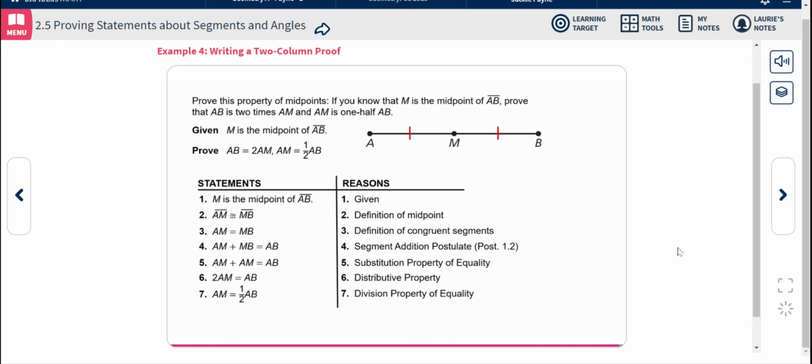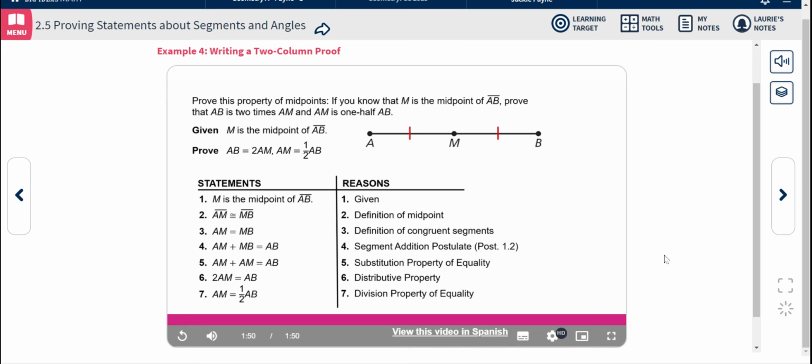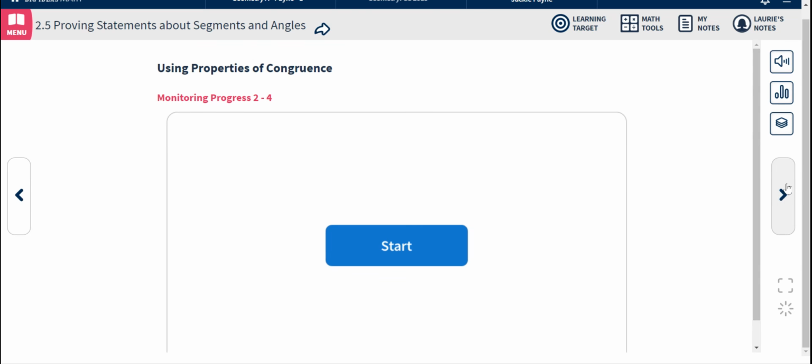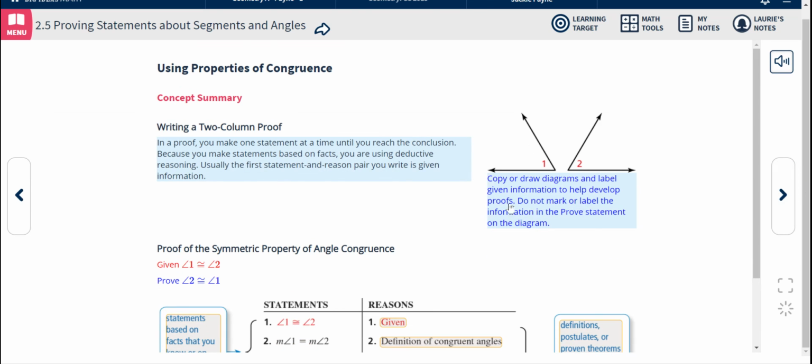So hopefully all of these steps make sense, and ask questions if they do not. What we're going to do is we're going to go over these properties of congruence more in class, but for now I'm going to stop this part and we will continue in another video.